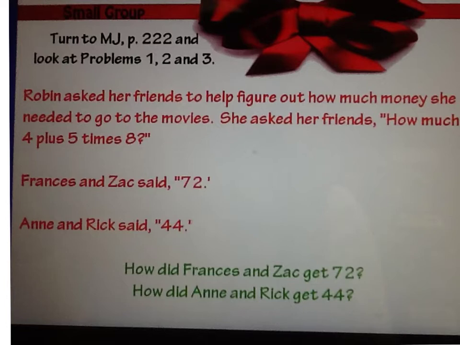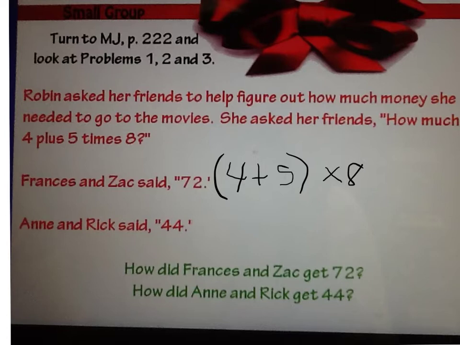Well, it's all about the order of operations. How Francis and Zach received that answer: they did 4 plus 5, which we get as 9, and they times that by 8 to get to 72. They had to have used parentheses, because remember, we do whatever is in parentheses first, so 4 plus 5, which is 9, then times it by 8.